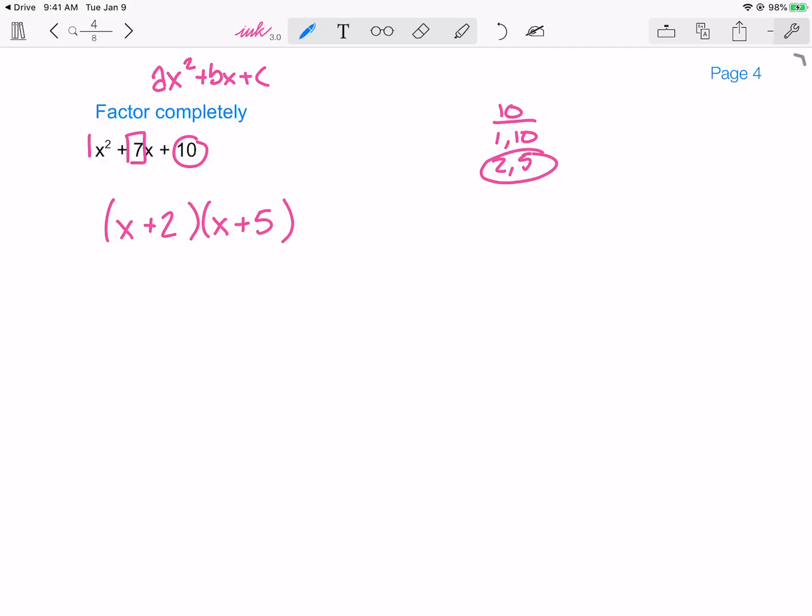And I know someone's going to ask, can I write x plus 5, x plus 2? And I'm going to ask you, what's 2 times 3? 6. What's 3 times 2? 6. Multiplication is a commutative process, which means you can do it in any order you want. So either of these is correct.